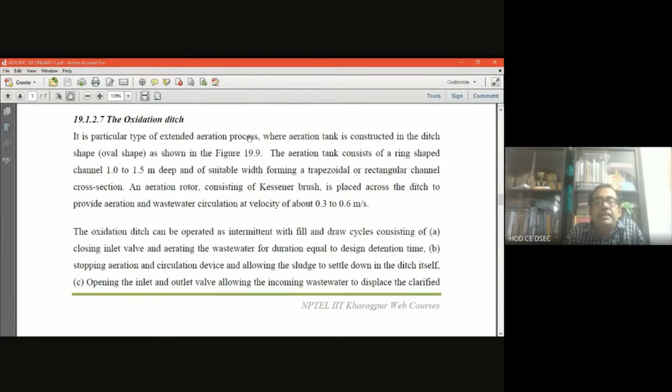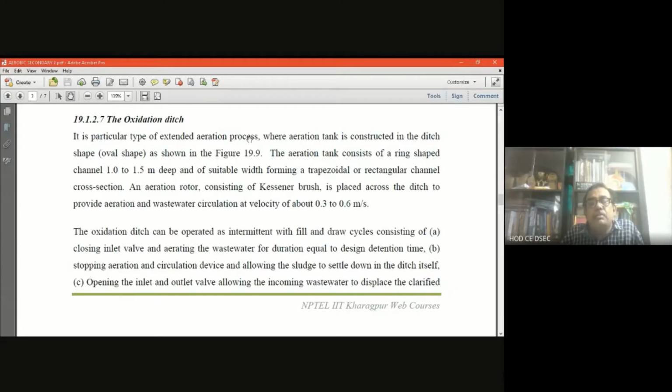And the oxidation ditch is an example, as I have shown you, of a particular type of extended aeration system where the aeration tank is constructed in a ditch shape, oval shape. Why oval shape? Because an elliptical, that is a round shape, will prevent dead storage of the flow. Dead storage of the flow means there should not be stagnation; it will maintain the continuation of the flow, and it will not allow any stagnation of the flow. That I want to maintain.